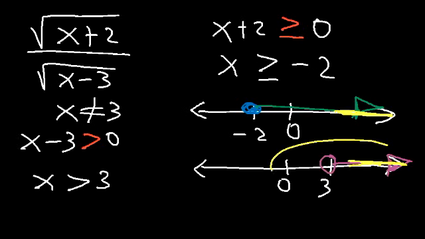So we're going to have to use this answer, because from 3 to infinity, that works for the radical on top. So once you identify the region that is true for both radicals, that's going to be the domain. So it's from 3 to infinity.